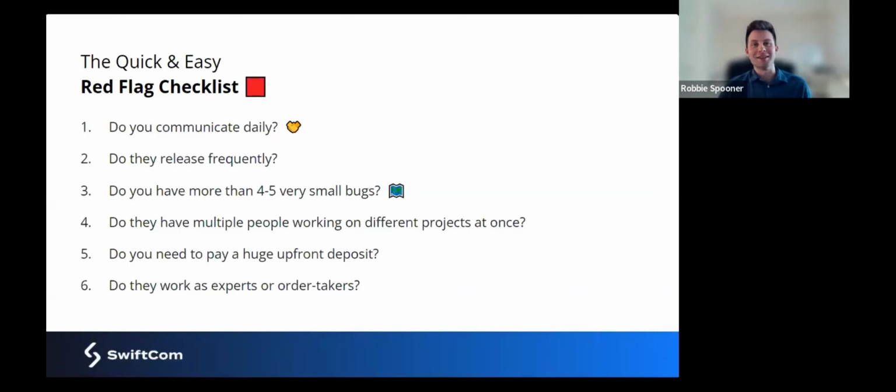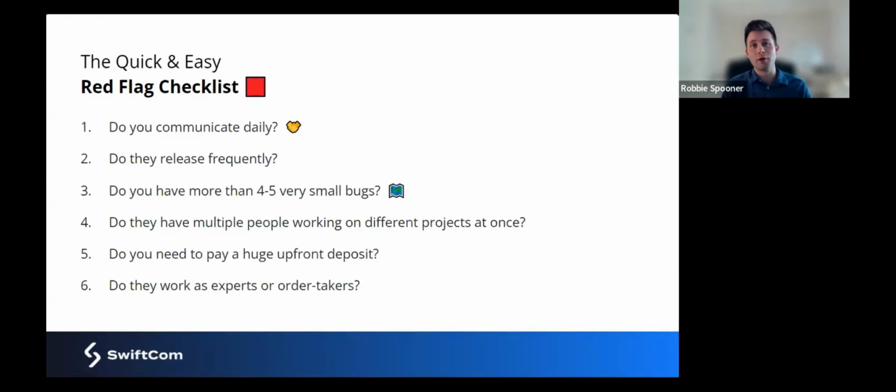Cool. That quick and easy red flag checklist. Do they communicate daily? So if you're looking at a potential partner, their process should show you that they will do that. Or if you're assessing an existing partnership, are you getting daily communication? Are they releasing frequently? I would really say that in many cases, every 1 to 3 days, you should be seeing some form of meaningful output, be it code or design.